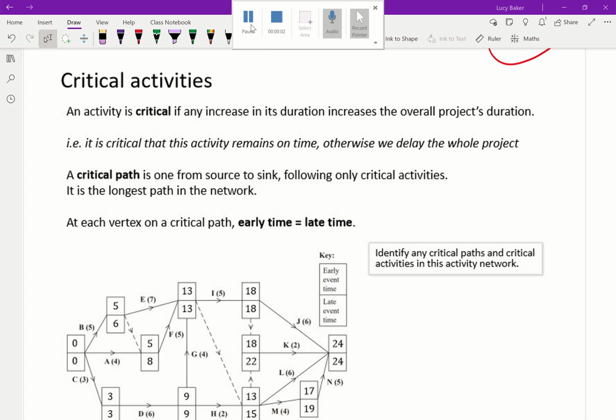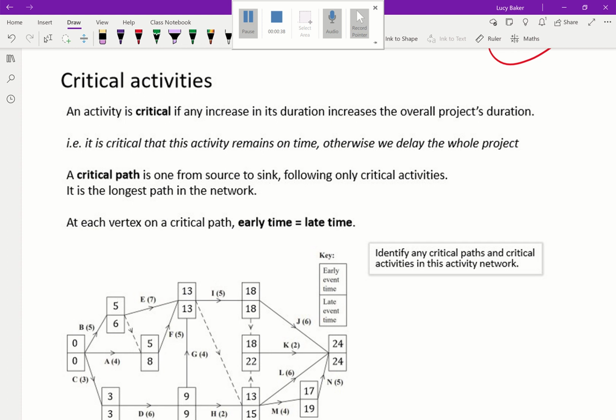Okay, let's move on and look at the next section, which is all about critical activities. So an activity is critical if there's no wiggle room at all in the time we have to complete it. If its duration increases, if we complete it in more time than we've said in the diagram, the overall project's duration will increase. Now, some of the activities are going to have some wiggle room, so that if they took a bit longer than we planned, it won't increase the overall time, which is in the box in the sink at the end.